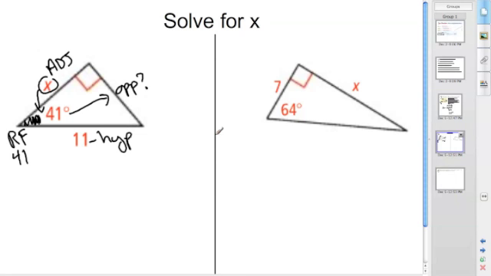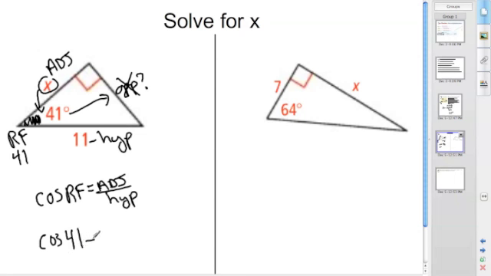You have to memorize your trig ratios. What trig ratio uses adjacent and hypotenuse? That is the cosine. So we have the cos of our reference angle equals adjacent over the hypotenuse. So our reference angle is 41. So the cos of 41 equals x over 11.